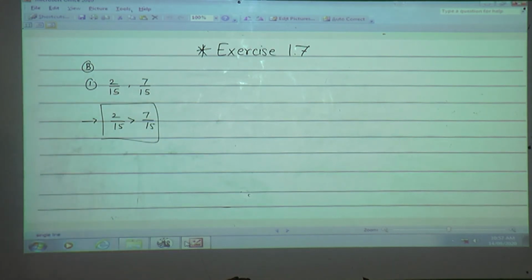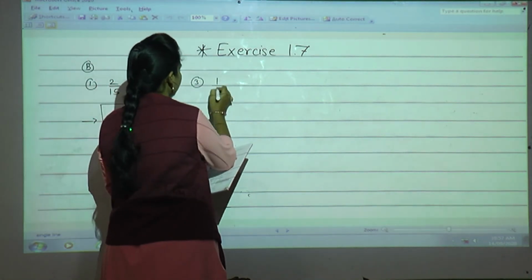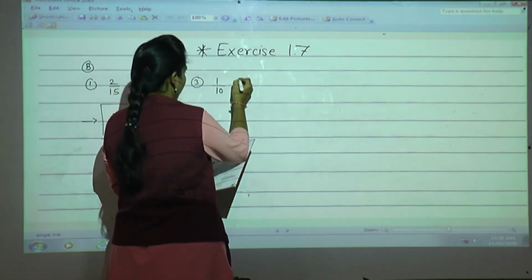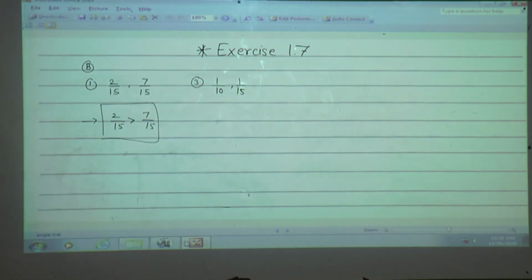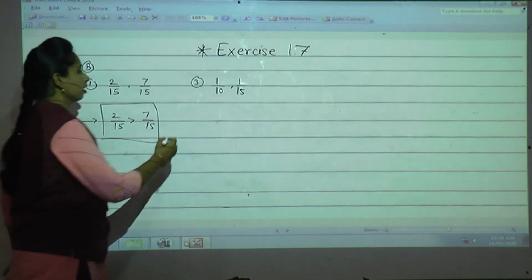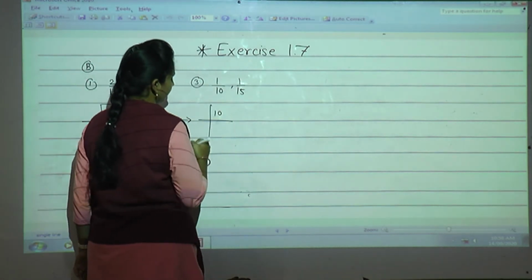Clear? Only this much. See, when the denominators are same, it is very easy to solve. Now I will take a different example. Third one I will take 1 upon 10 comma 1 upon 15. Now see, denominators are different. First we have to make the denominators same. How can we make it? By LCM. Now we need to find out the LCM of 10 and 15.